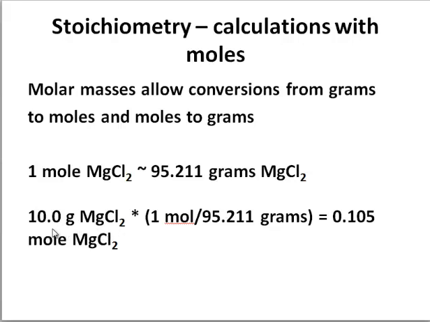I can convert a quantity like this to moles by multiplying it by a unit conversion factor assembled from this relation. In this case, mole goes in the numerator, and 95.211 grams goes in the denominator. Grams will cancel, and we'll leave units of moles, and the thing we are thinking about is magnesium chloride. So 10 grams of magnesium chloride is 0.015 moles of magnesium chloride.